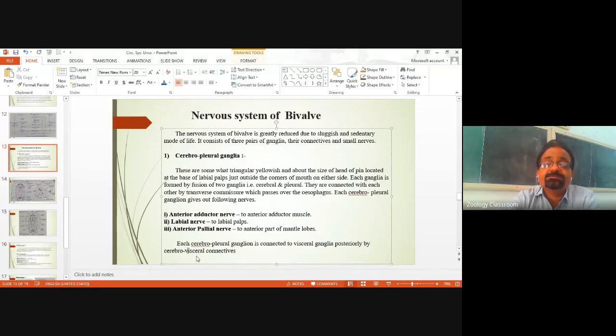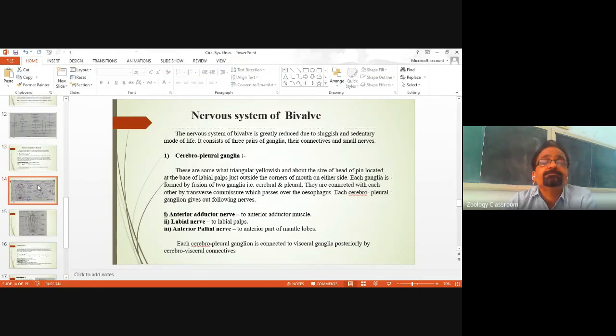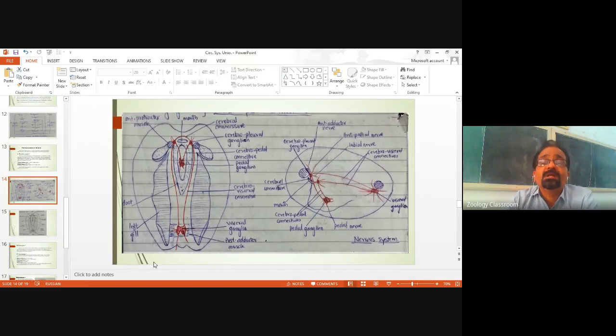cerebrovisceral connective. This is the visceral ganglia, this is the cerebropleural ganglia, and this is the cerebrovisceral connective. These are the cerebropleural ganglia, these are the visceral ganglia, and these are the two cerebrovisceral connectives in the side view. You can see it. Okay.